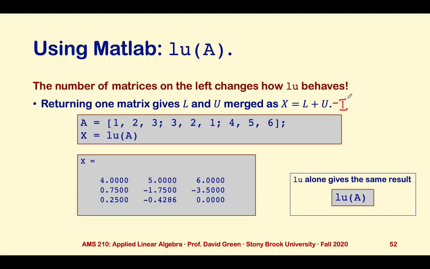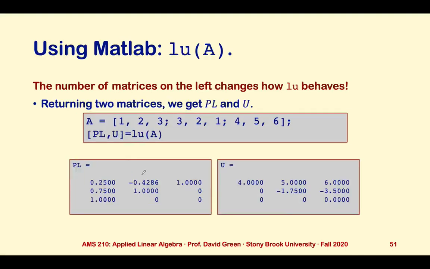Why does this work? Well, L is lower triangular. It only has things on and below the diagonal. It also has 1s on the diagonal. So L minus I doesn't lose any information, because L always has 1s on the diagonal, and we're left with 0s on the diagonal and above, and only the information of L below.